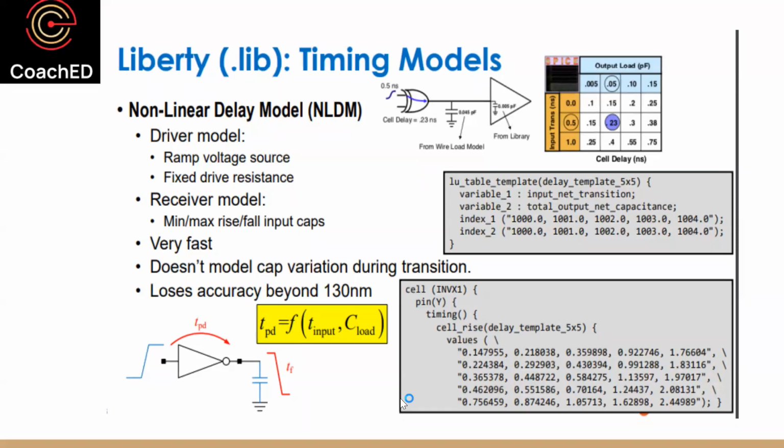Now, what else is given? Cell rise. Cell rise means there is a rise delay, the output is rising. It's the propagation delay when the output is rising. And then you have these values here, 0.147, 0.224.